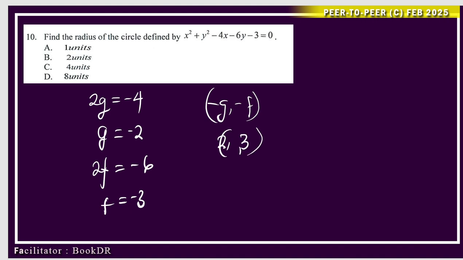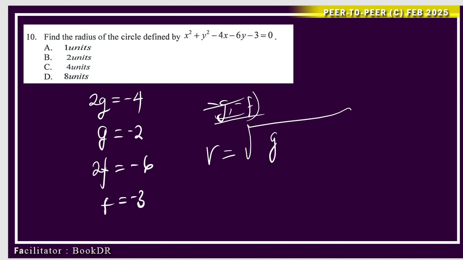So the correct answer in this, find the radius of the circle. Okay, we are finding radius. Good. So now that we know our j and our f, we can continue to find the radius. The center is not required. So we are finding radius, and the radius is given by the square root of j squared plus f squared minus c.